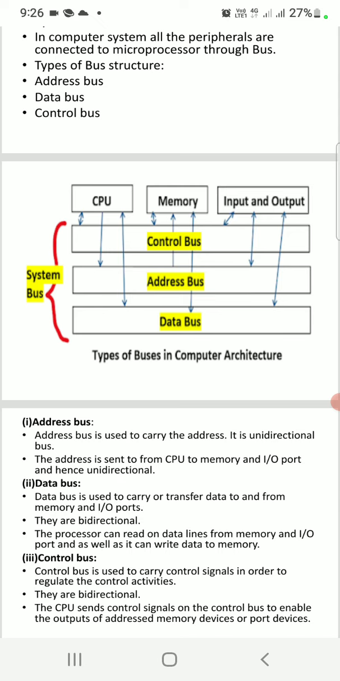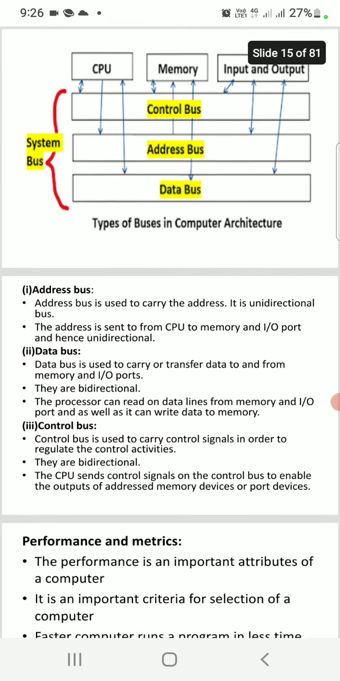The data bus is used to transfer data to and from memory and IO devices. It is bidirectional, so data is sent in both directions. The processor can read data lines from memory and IO ports, as well as write data to memory. The control bus is used to carry control signals in order to regulate control activities. It is also bidirectional. The CPU sends control signals on the control bus to enable the output address to the memory devices or port devices. So this is the diagram of computer buses.